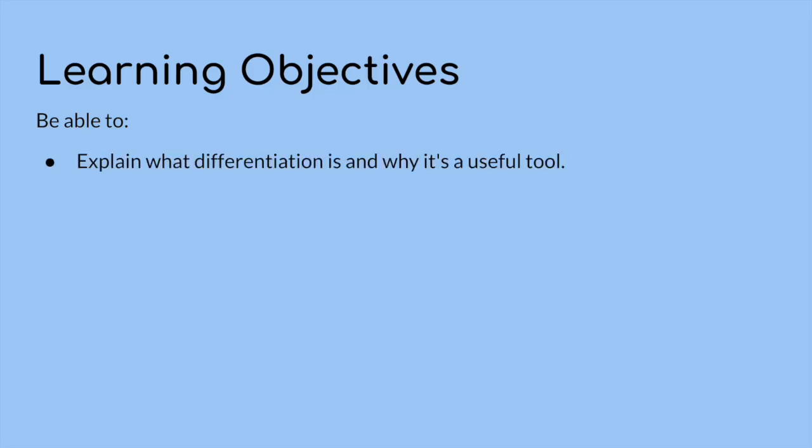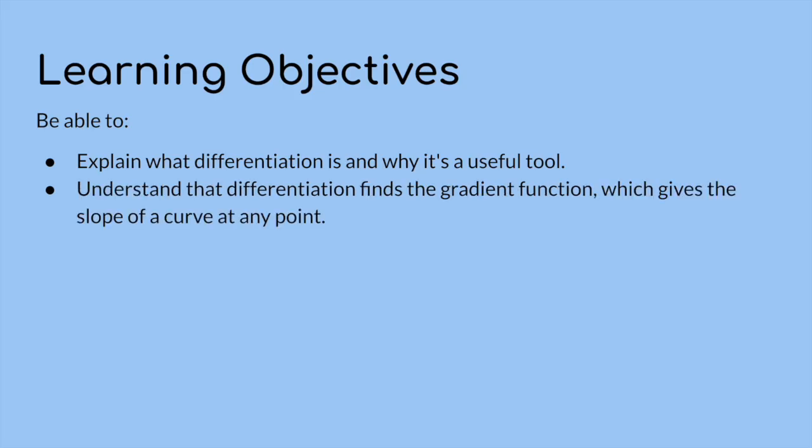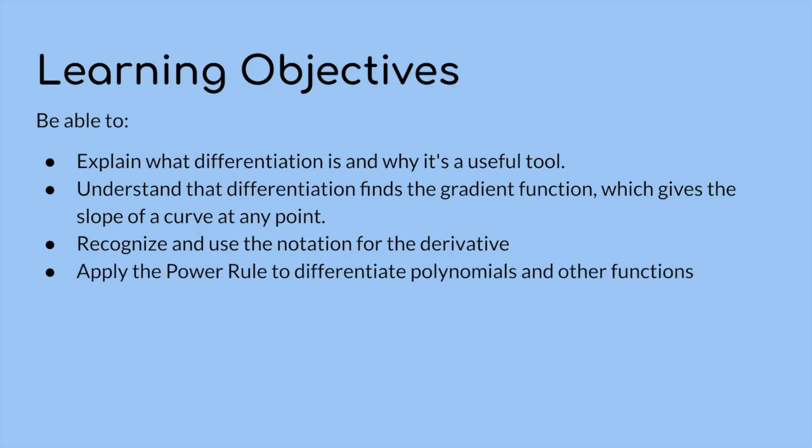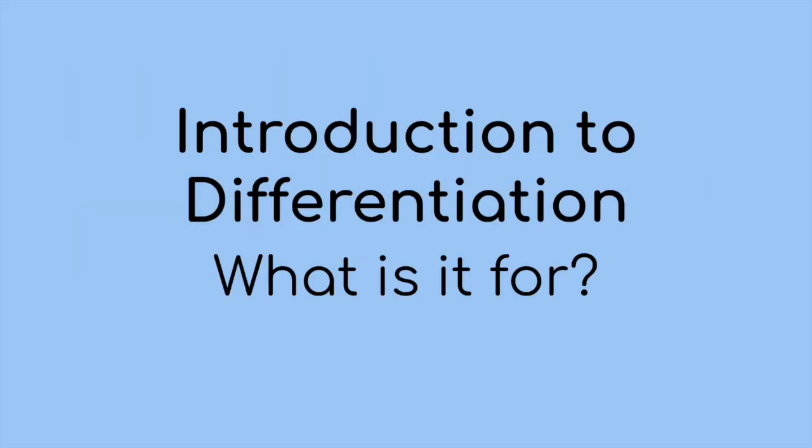By the end of this video, you'll be able to explain what differentiation is and why it's a useful tool. You'll understand that differentiation finds the gradient function, which gives the slope, the gradient of a curve at any point. You'll also recognise and use the notation for the derivative and apply the power rule to differentiate polynomials and other functions. Okay, so let's get started.